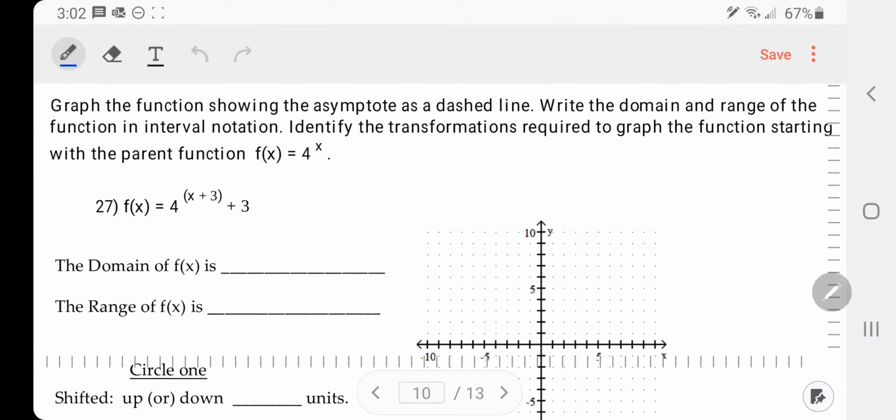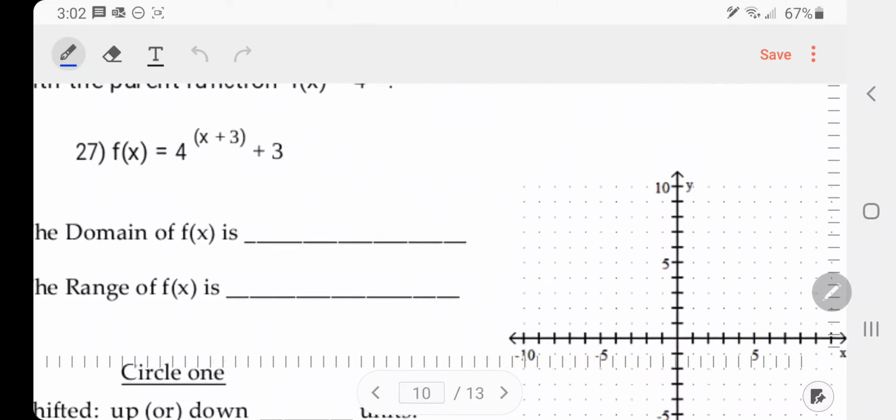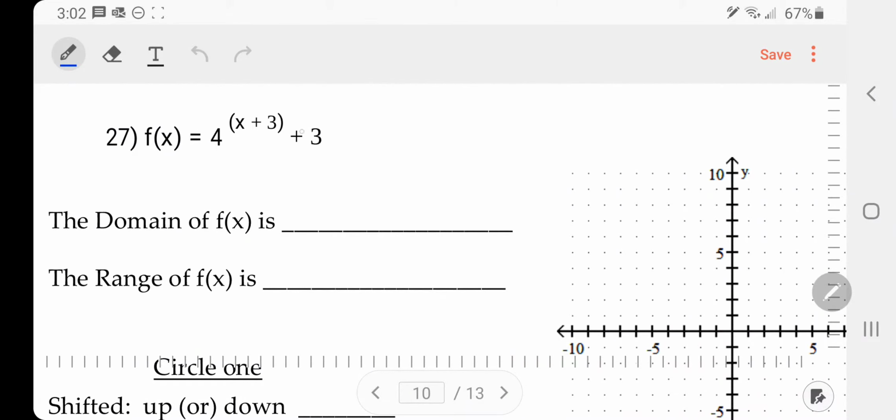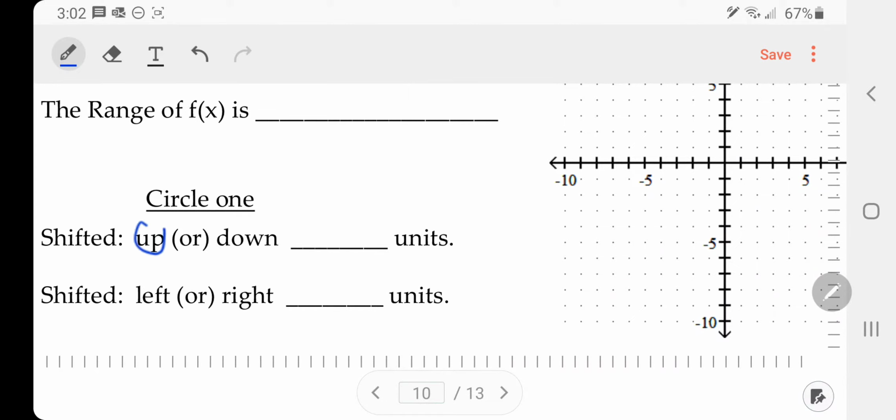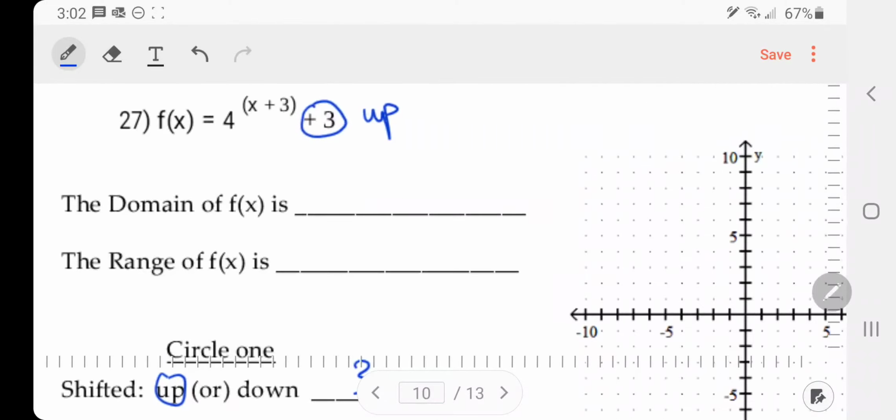Number 27, graph the function, showing the asymptote as a dashed line. Write the domain and range, interval notation. Oh, and we got to identify transformations. All right, let's do the transformations first, since they're freaking easy. +3, outside the function. Any number added or subtracted at the back of the function, that is a vertical shift. Plus is up, minus is down. So this is going to be an up shift, up 3, okay?